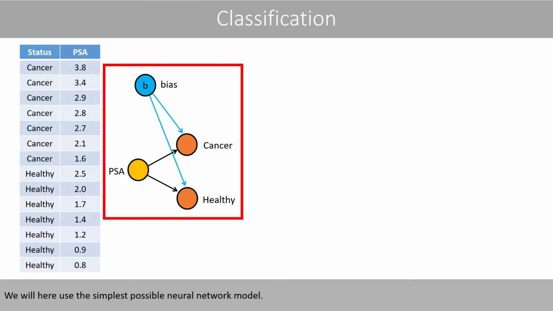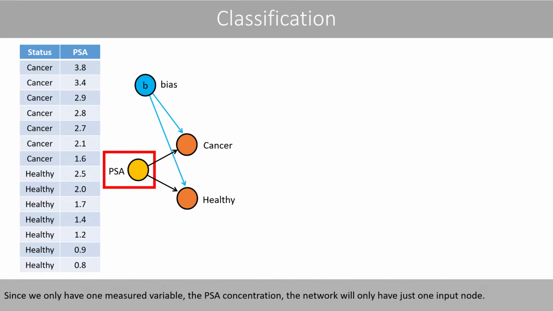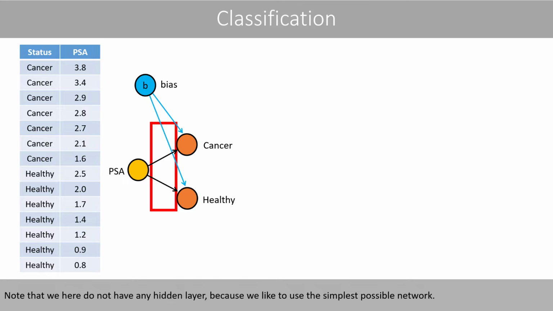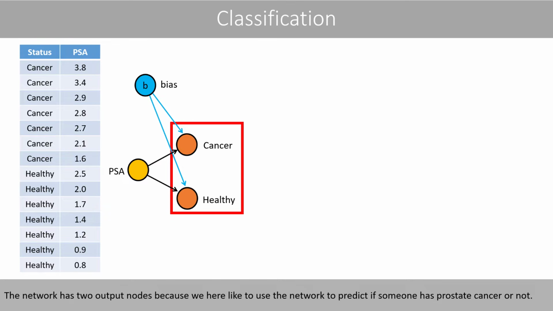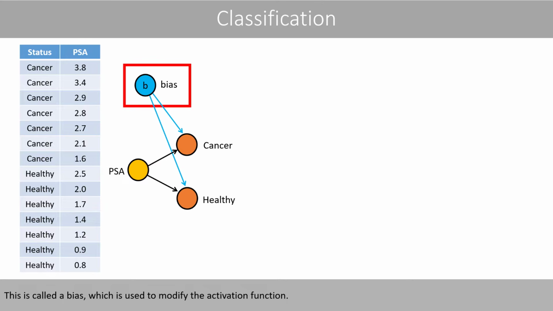We'll here use the simplest possible neural network model. Since we only have one measured variable, the PSA concentration, the network will only have just one input node. Note that we here do not have any hidden layer, because we like to use the simplest possible network. The network has 2 output nodes, because we here like to use the network to predict if someone has prostate cancer or not. This is called a bias, which is used to modify the activation function.